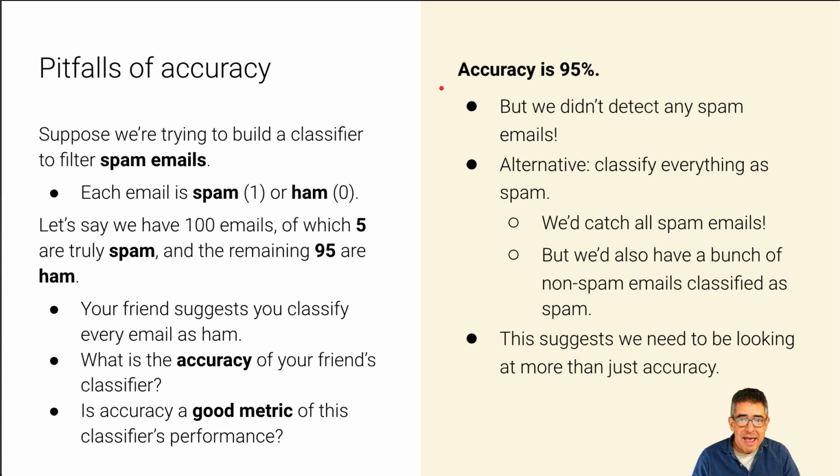Now, as an alternative, you could do the opposite. Well, classify everything as spam. The problem is that now you have a lot of non-spam email also classified as spam. And so this is a quick example to indicate that accuracy may not be enough to understand the quality of a classifier in this case.